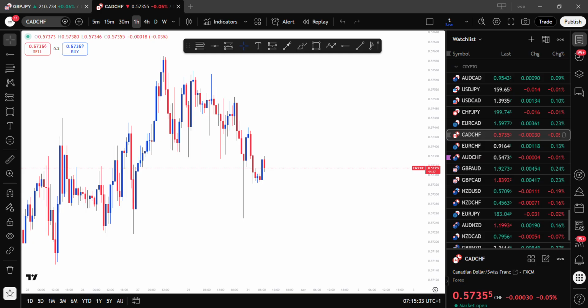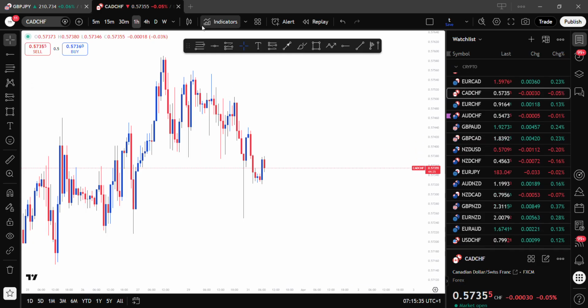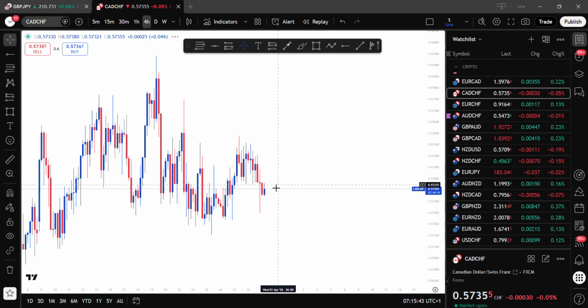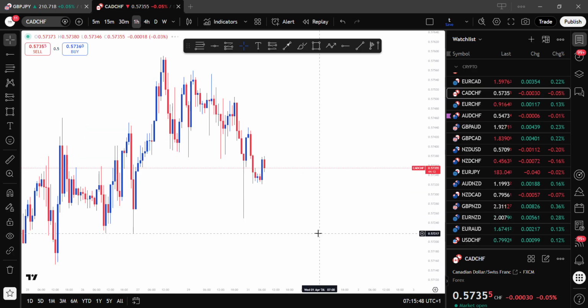On CAD CHF, check the daily time frame. You can see the market has been buying the whole time, but we most likely expect this other block before it continues buying. If you check the 4 hours time frame, you can see the market is still buying, but there's no entry. On the 1 hour as well, the market is still buying, but there's no entry for now.